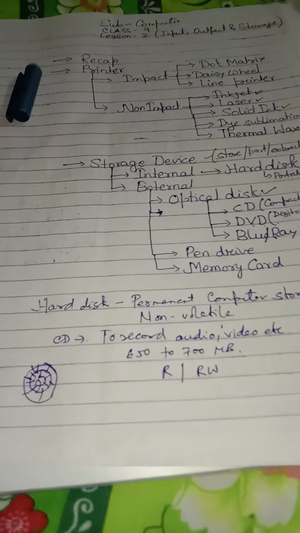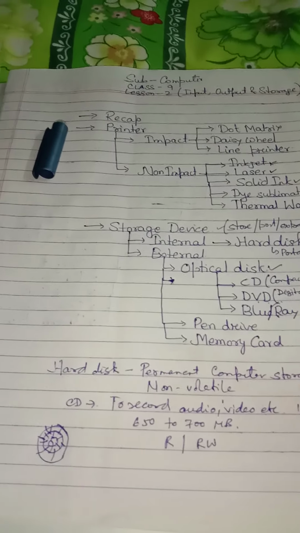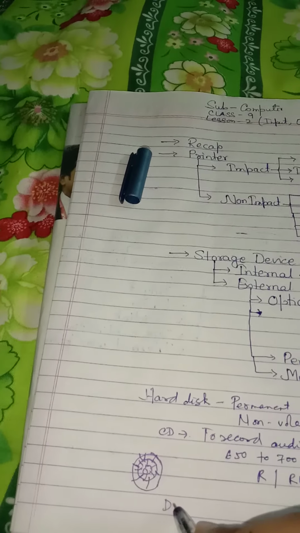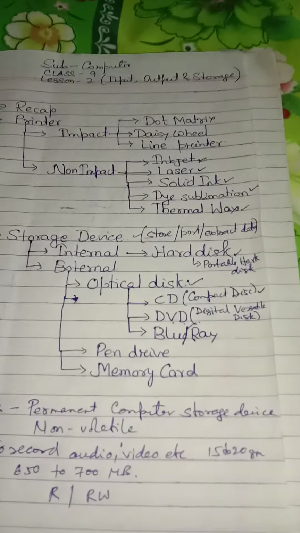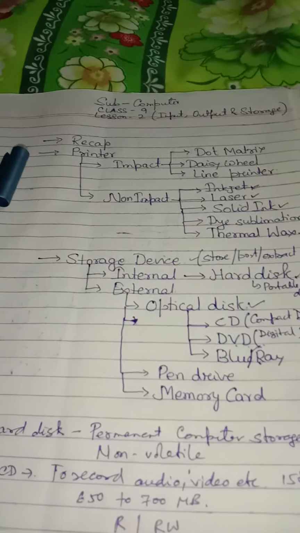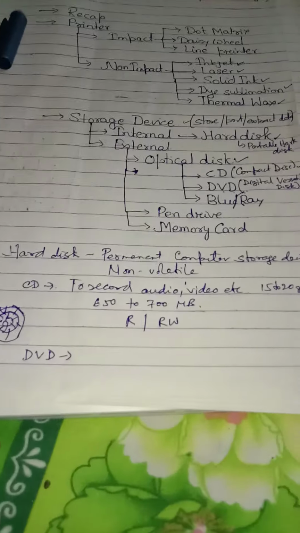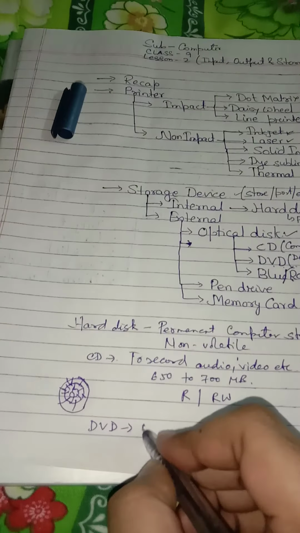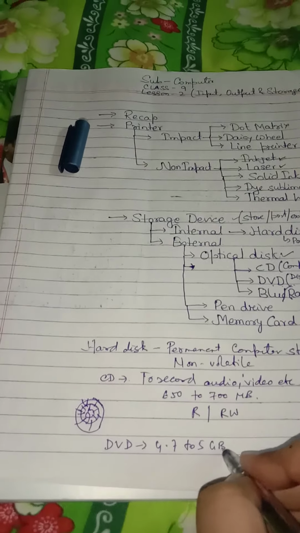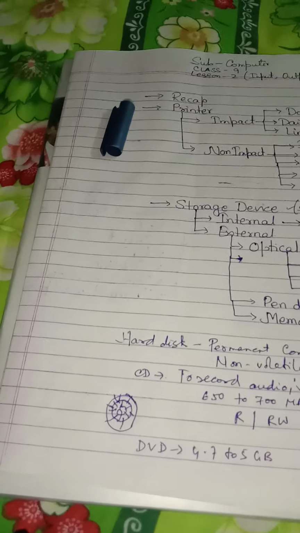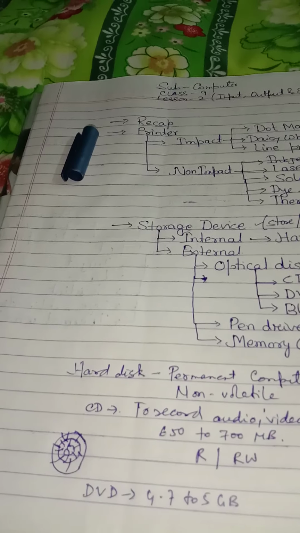Next topic that we are going to discuss is DVD. The full form of DVD is digital versatile disc. It is also an optical disc that can carry 4.7 GB to 5 GB of data, which is equal to 133 minutes of films.